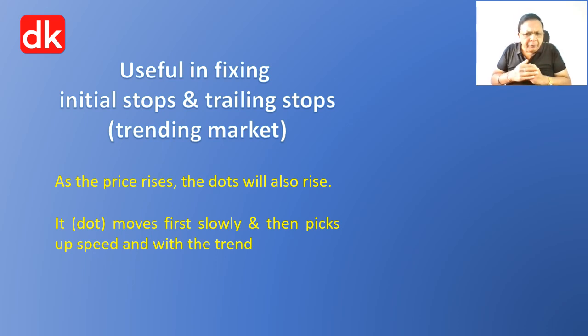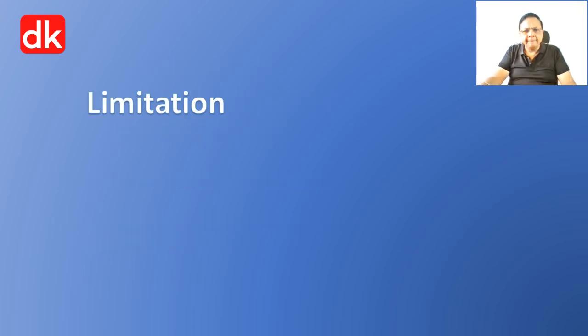So the dot will first move slowly and then it gains momentum, speed as the trend develops. Gaining momentum means it starts rising faster. So your stop loss becomes closer and closer, the trailing stops become closer and closer, which helps you not only to ride the trend but also helps you to preserve the profit which you have already made.